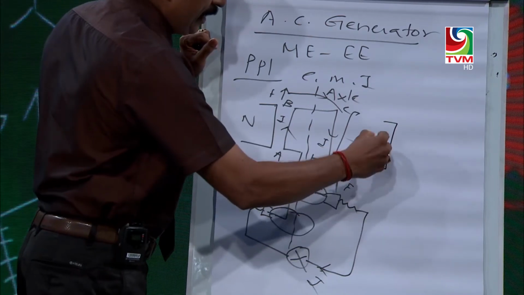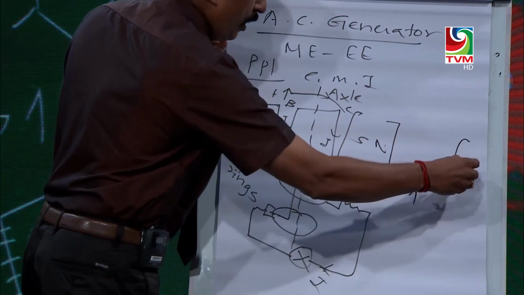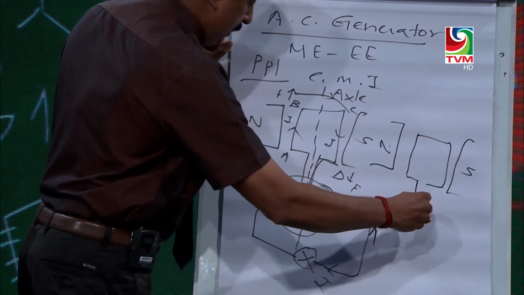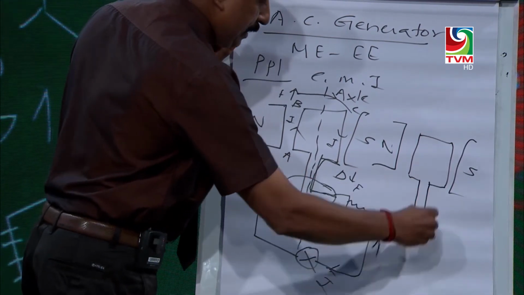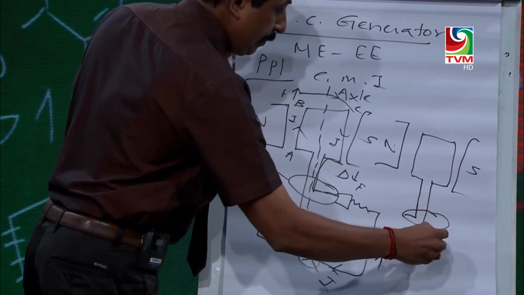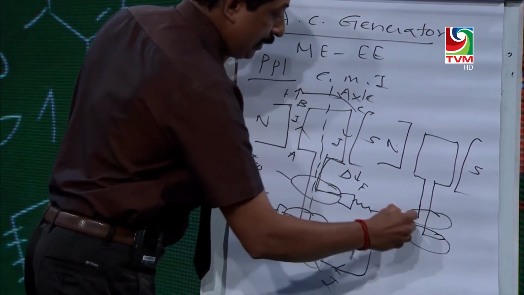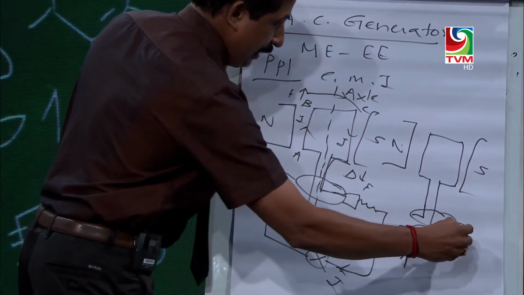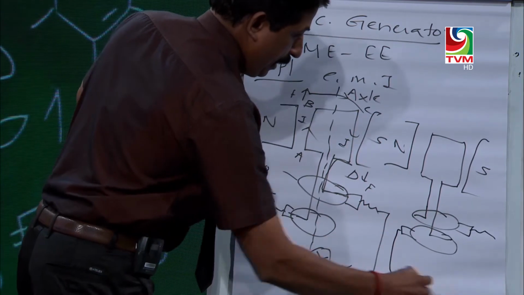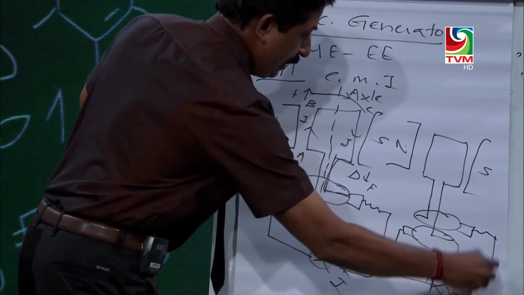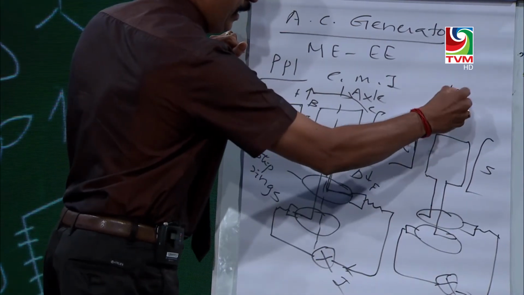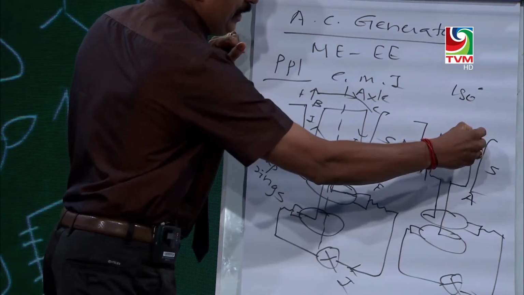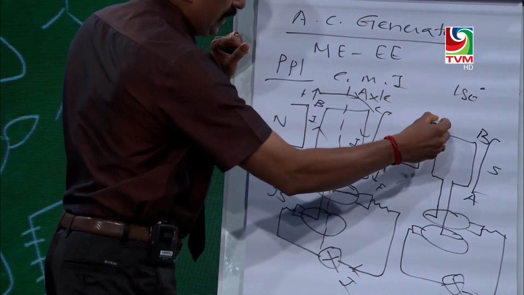I am drawing one more small diagram. Look at the diagram clearly. The turning is like this, and here the carbon brushes are. Now you will know the difference. When it turns 180 degrees, the side AB moves to the other side, and CD comes to this side.